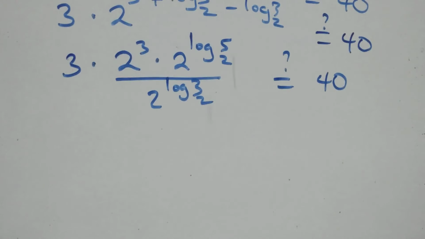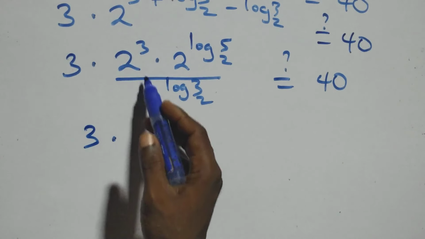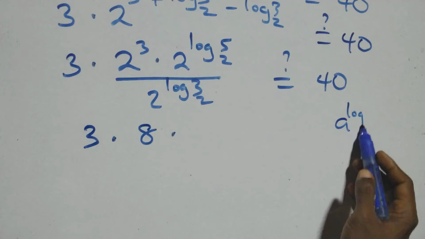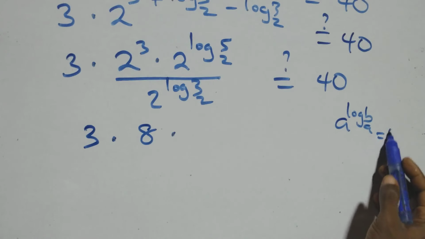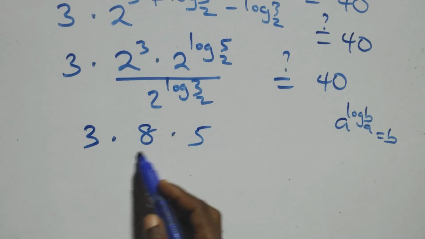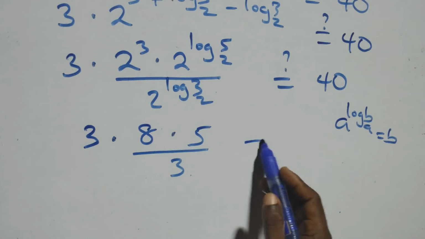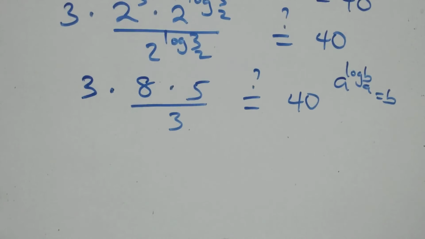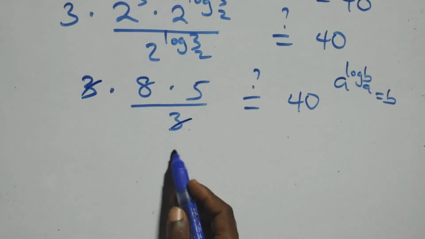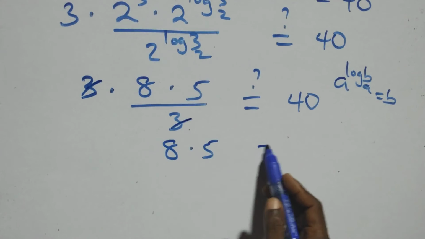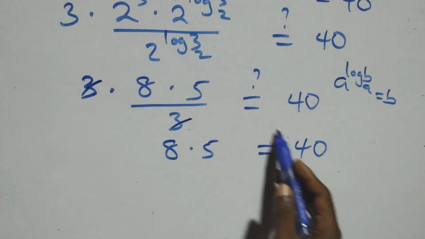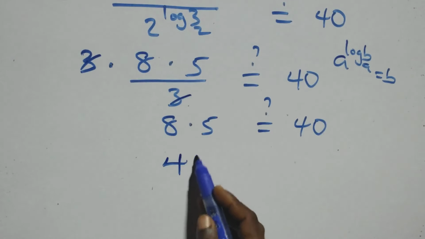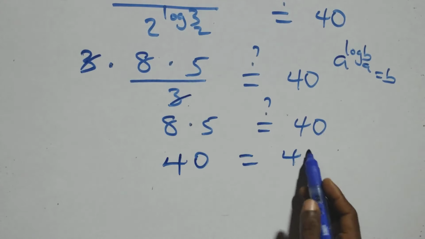That is, here we have 3 times 2 raised to power 3, that's 8 times. This follows on, we have a raised to power log b to base a, that equals b. That is, here we have 5 over 3. Is it equal to 40 on this side? And here the 3s cancel each other. We have 8 times 5. Is it equal to 40 on this side? 8 times 5 here gives us 40, which is equal to 40 on here.